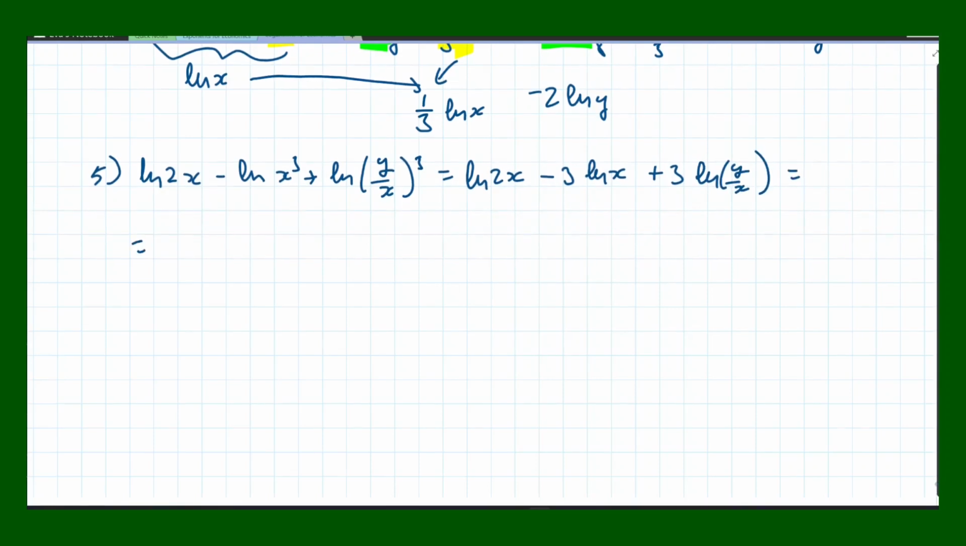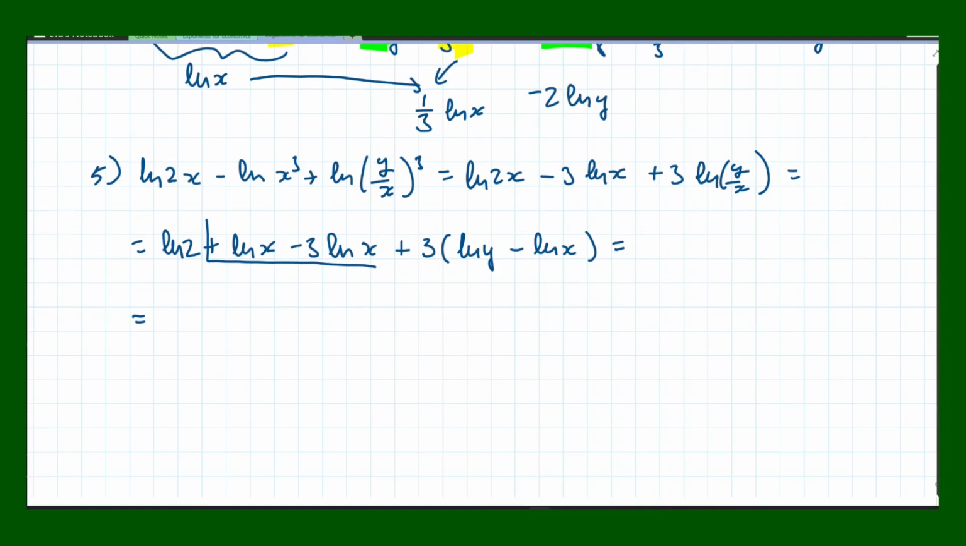So next thing, I have got a multiple behind the log sign in the first term, so I'm going to turn that into ln 2 plus ln x. The third term stays as minus 3 ln x, plus 3 times ln y over x is going to be ln y minus ln x. Remember, we're using the division rule here. So plus ln x minus 3 ln x is going to be minus 2 ln of x. So the first term doesn't change, it's ln 2 minus 2 ln x.